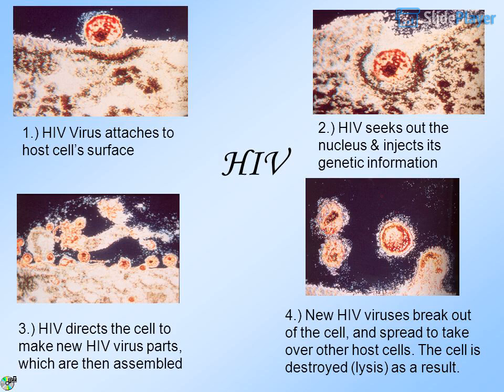HIV seeks out the nucleus and injects its genetic information. 1. HIV virus attaches to host cell's surface. 3. HIV directs the cell to make new HIV virus parts, which are then assembled. 4. New HIV viruses break out of the cell, and spread to take over other host cells. The cell is destroyed, lysis, as a result.